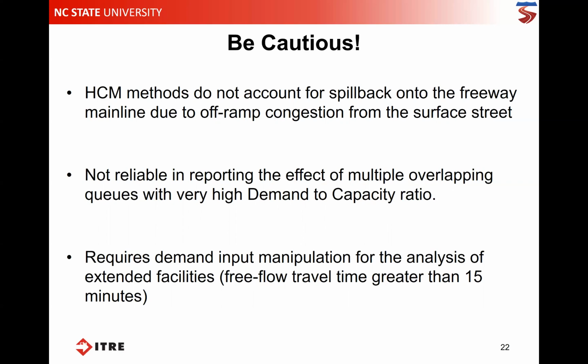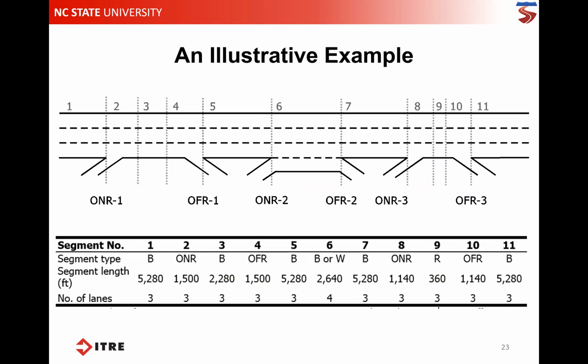The other thing is the ability of handling multiple overlapping queues with high demand to capacity ratio. The model works very well if you have multiple bottlenecks that do not interact. It's less reliable when they do interact. Again, there is an expectation of an upcoming NCHRP 396A that will really focus on oversaturated conditions on freeway facilities. And obviously, it requires some manipulation of demand and capacity.